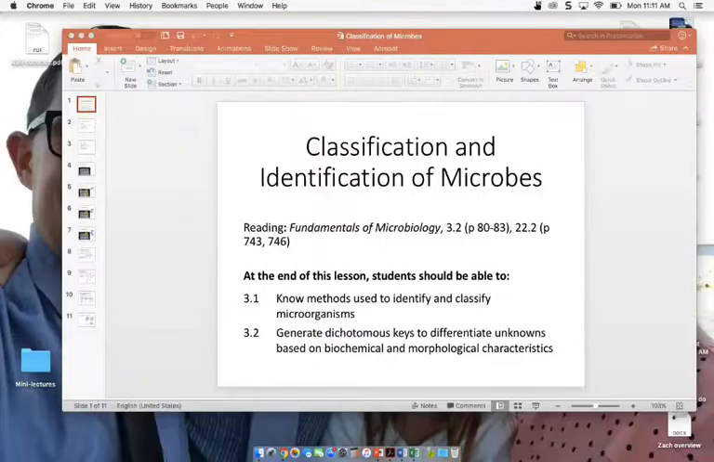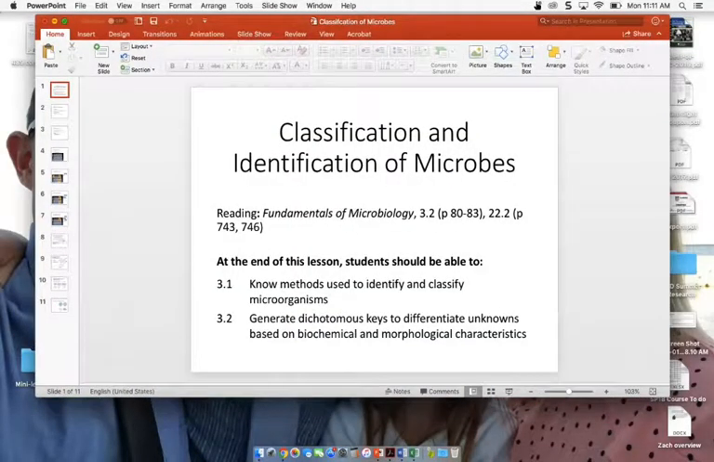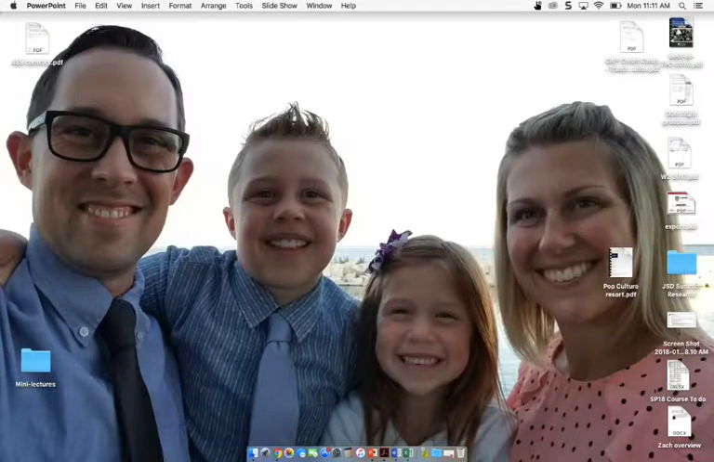What is the theme of a dichotomous key? What is the goal of any dichotomous key? Or why do we use them? Maybe is a different way to ask it. To narrow things down, right? To ask yes or no questions so that, in the case of microbiology, to narrow it down so that we can identify an unknown among a population of potential unknowns.